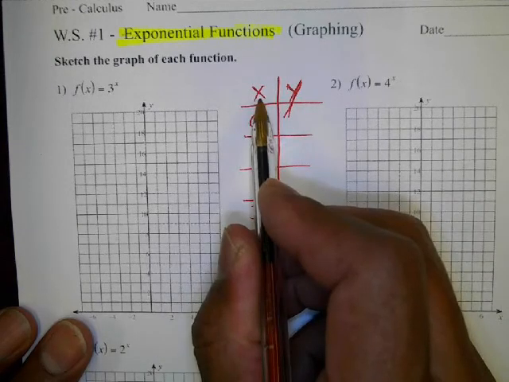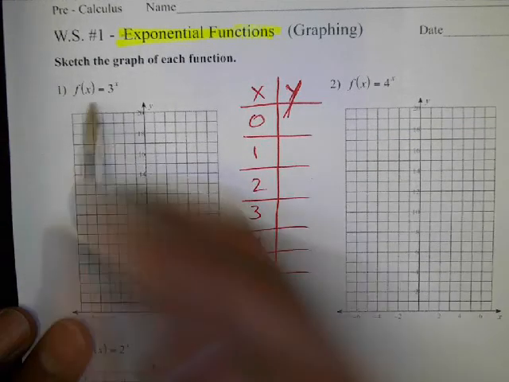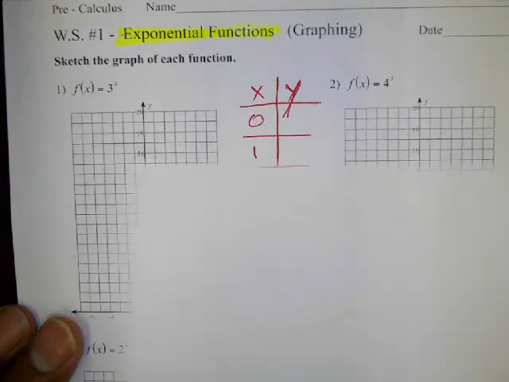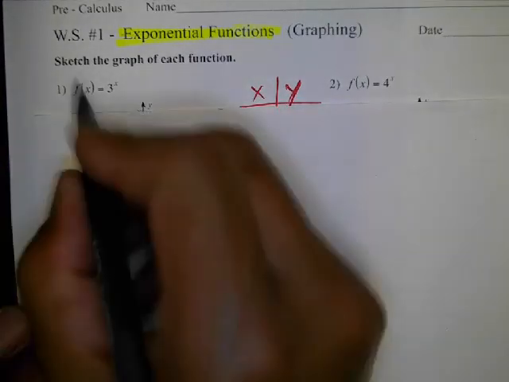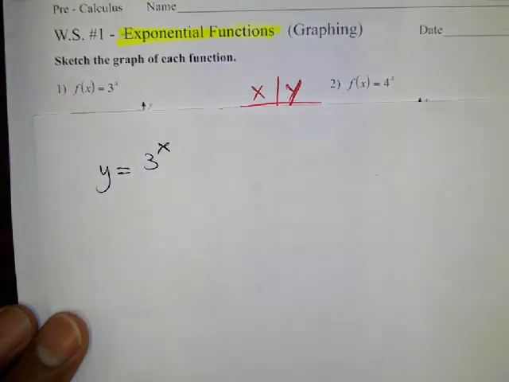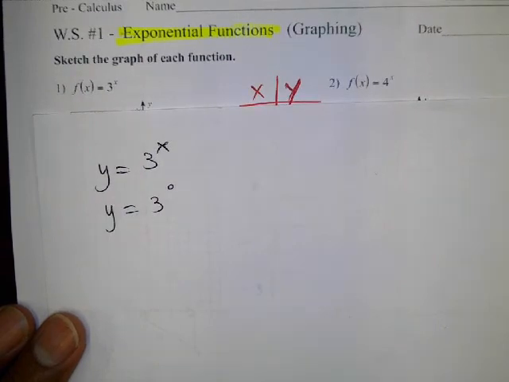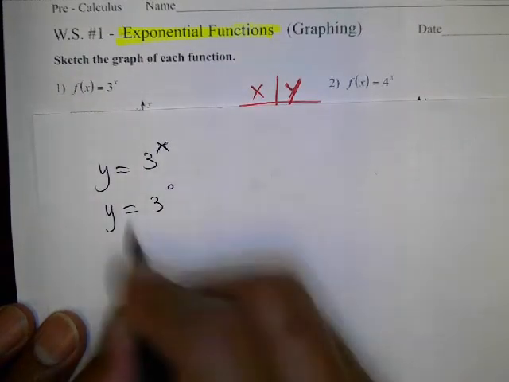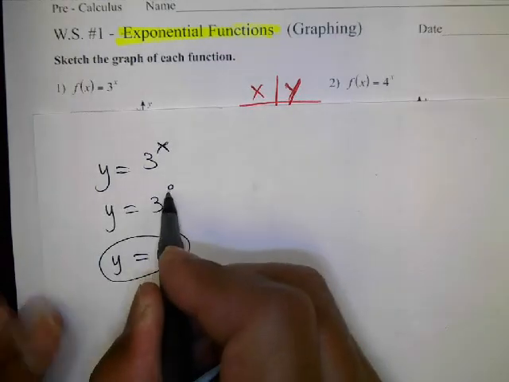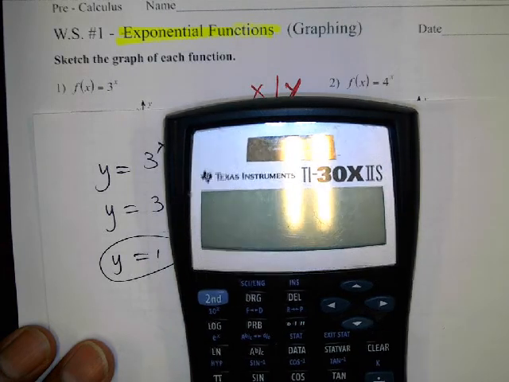All right. So if x is 0, what would that be? Let me do it on a separate piece of paper. If x is 0, f of x, or y, is equal to 3 to the x. We're using an xy table, so there's my y and an x. If x is 0, y is equal to 3 to the power of 0. Anything to the power of 0 is 1. You could check that on the calculator.